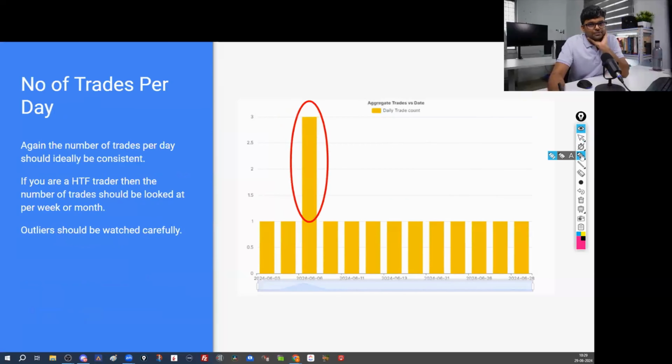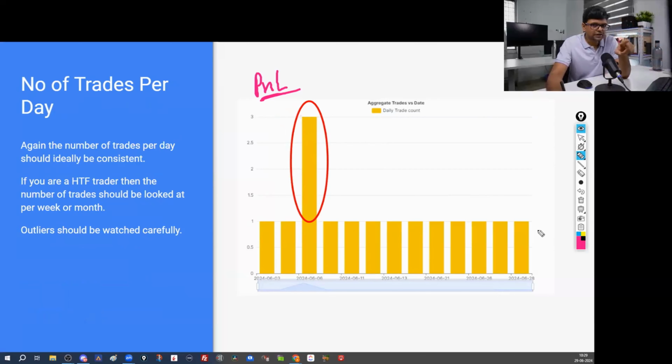Number of trades per day. This is very, very important. Not many traders are tracking this. They will track P&L for the day like a hawk. I made 500 yesterday. I made 1,000 today. I lost 500 today. I lost 2,000 today. They will track all that, but they will not look at the number of trades.